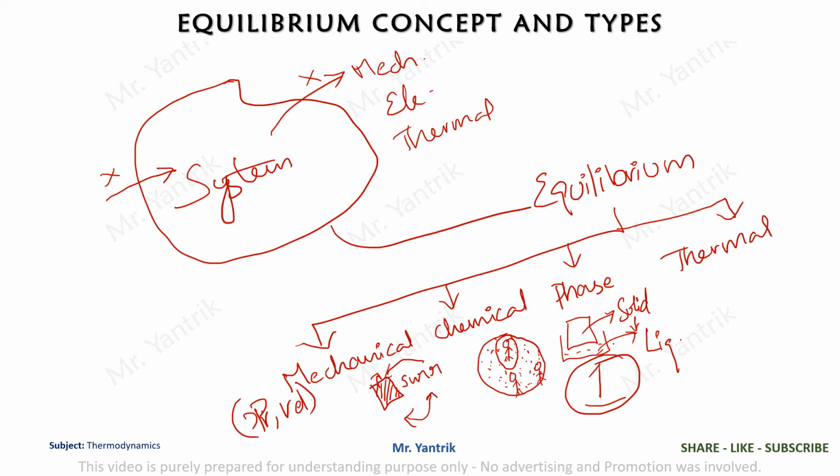So if there is no temperature gradient, for example, if I have taken two coffee cups and one is hot and the next one is cold, this is at 40 degrees centigrade and this is at 80 degrees centigrade. So generally the temperature gradient is there.